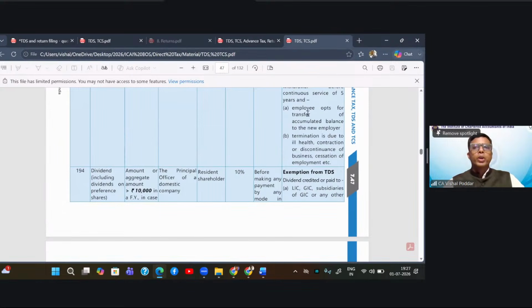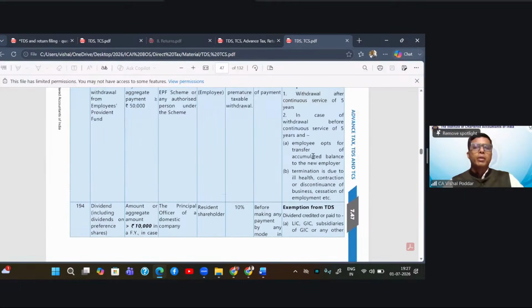What is the exception? Employee opts for transfer of accumulated balance to new employer. So you are not taking it away. You are giving it to the new employer. And second, termination is due to ill health, contraction or discontinuance of the business of the employer. So either it is your ill health or the employer itself has discontinued the business. So this is something which is beyond your control. Now, the point is straightforward. But again, as I said, try to understand the logic and try to connect it with something which you may have studied. Have you studied something similar somewhere, students?